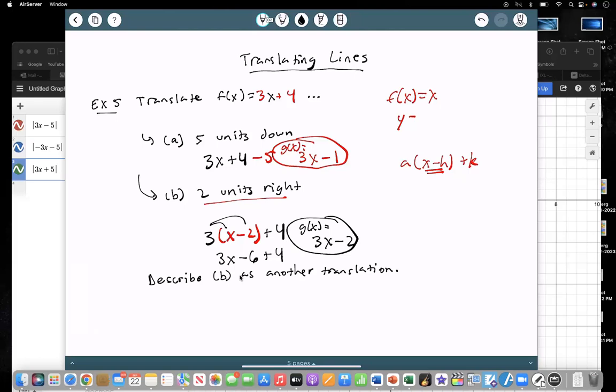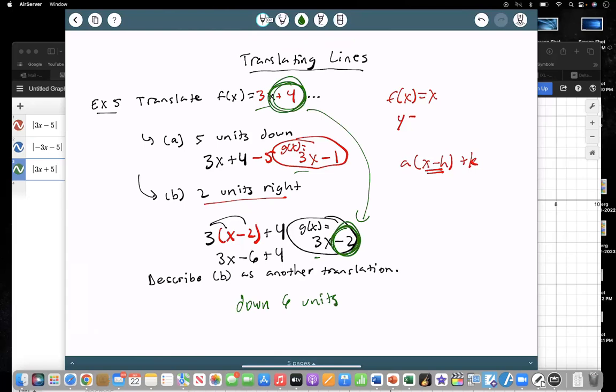Okay, so this says describe this as another translation, because with lines, we did a horizontal shift. We went right, left and right, to get this one. But you could also look at this the other way, as a vertical shift. So you could always describe it as both vertical and horizontal. If you look at just the number at the end, to go from here to here, you went from plus 4 to minus 2. Once again, the slope is never changing, 3x, 3x, 3x. So if you want to go from 4 all the way down to minus 2, that's also down 6, right? So this would also be down 6 units.